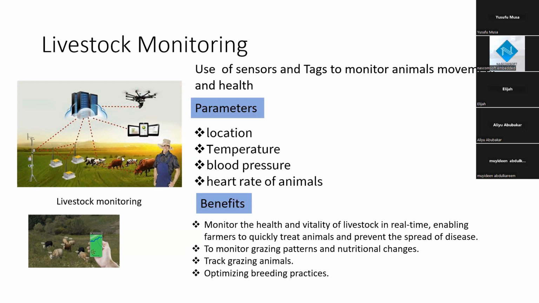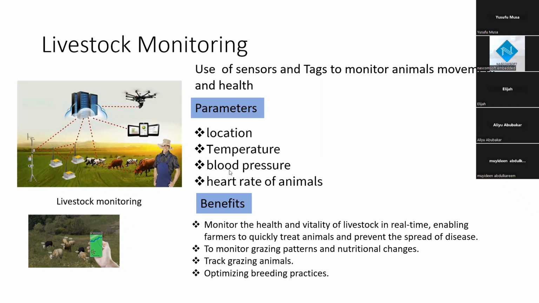So this can help solve some of those problems. Again, you can monitor the location of the animals. You can monitor their temperature, blood pressure, heart rate. So this gives a lot of benefits. Monitor the health and vitality of livestock in real time, enabling farmers to quickly treat animals and prevent the spread of diseases. Okay, so you can also monitor their grazing pattern, where they tend to go over a period of time, and then you can track the grazing animals in case they go beyond or encroach into other people's farms. So IoT can solve all those encroachment problems a lot of farmers and cattle rearers are facing.